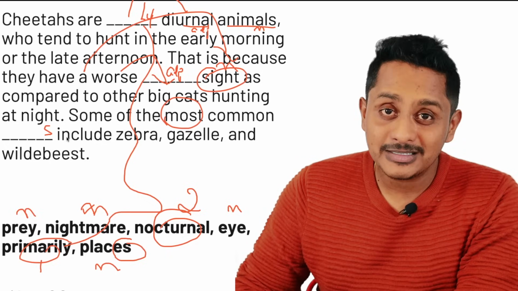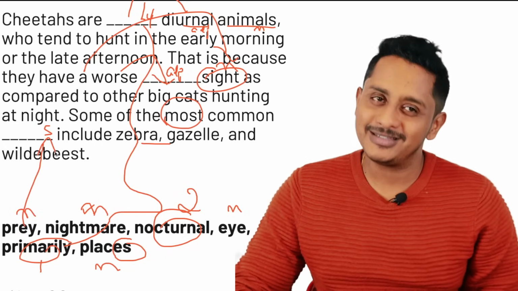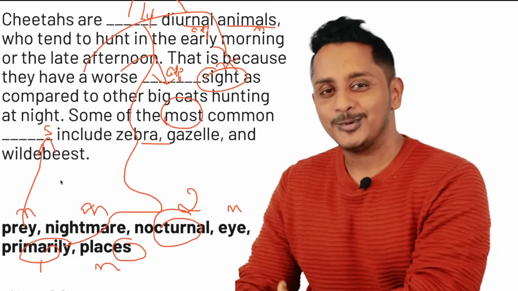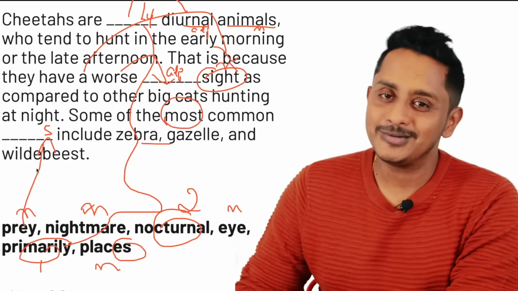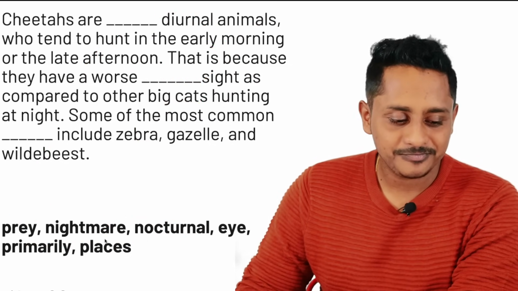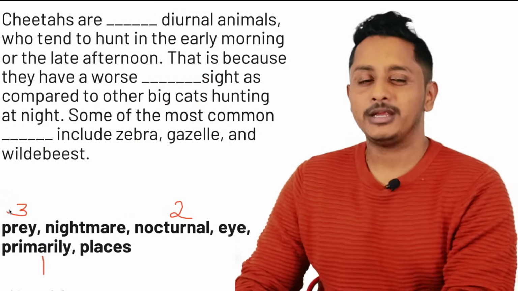Most common places people end up writing, but zebra is not a place, so it has to be prey. Prey, you don't have a plural for that. Prey is considered a plural here. Prey includes zebra, gazelle, or wild beast. So the answers are primarily nocturnal sight and prey.